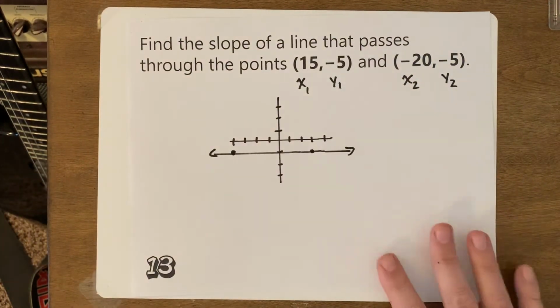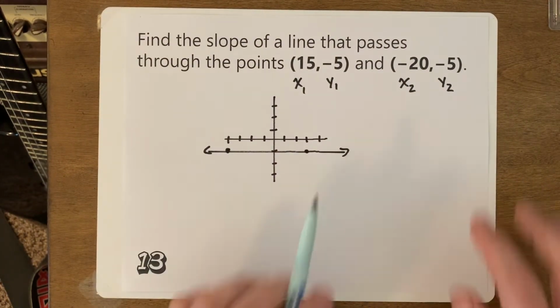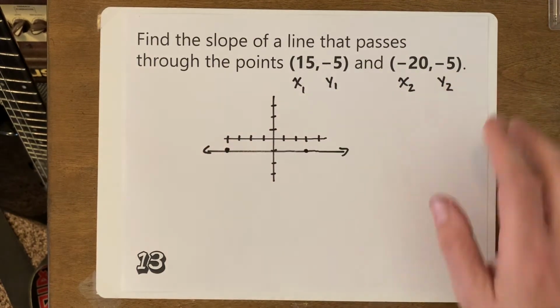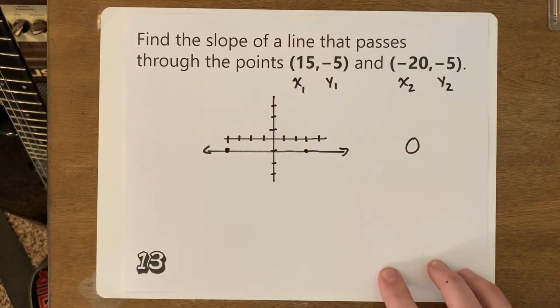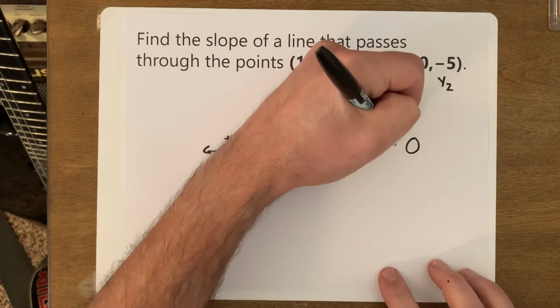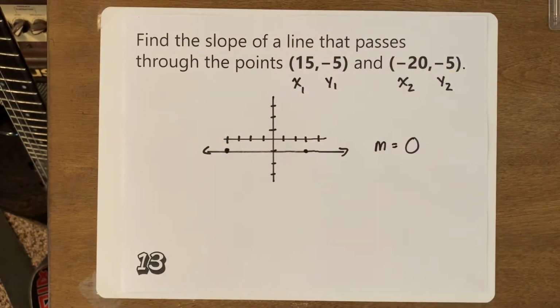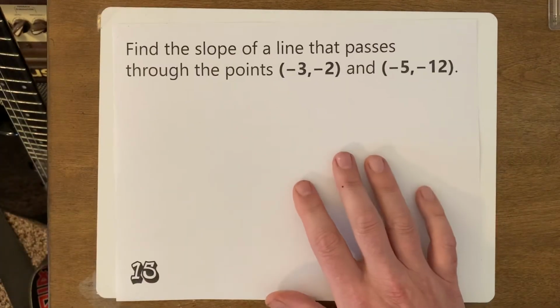Do I even need to calculate the slope? No. If I know that my two y coordinates are the same, I can immediately write 0 for my slope. And I'll put a little m equals there. You don't even have to calculate it unless you want to, or unless your teacher tells you to do it. A little bit of knowledge goes a long way. And so I would just go ahead and write 0 down for my answer for that one. All right, let's take a look at this one.